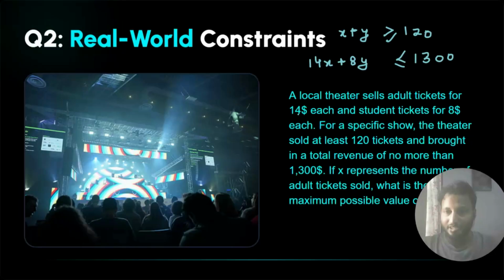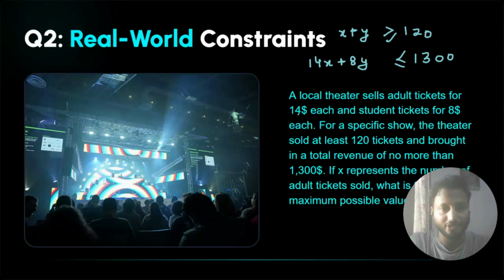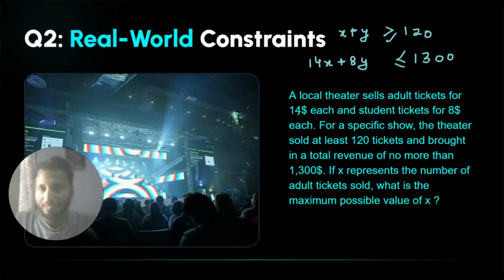Now what they're asking is, if X represents the number of adult tickets, what is the maximum possible value of X? They're asking what is the maximum possible value of X. So how can we get the maximum possible value of X? See, in the second equation, X can go maximum only if the other variable goes minimum. Correct? Both are variables. Let's say the constraint is 14x plus 8y equals 1300. If x goes up, y goes down. So there is a limit to the minimum value of y. How? Based on the first equation, right?